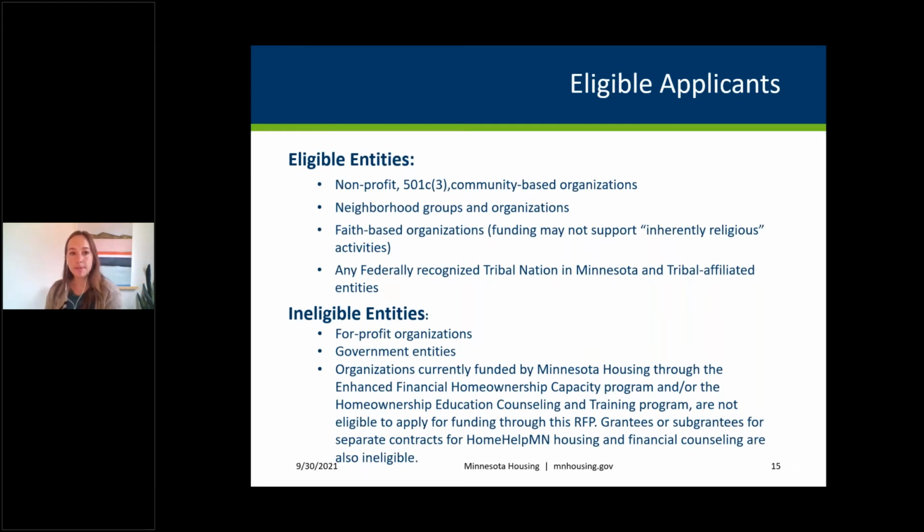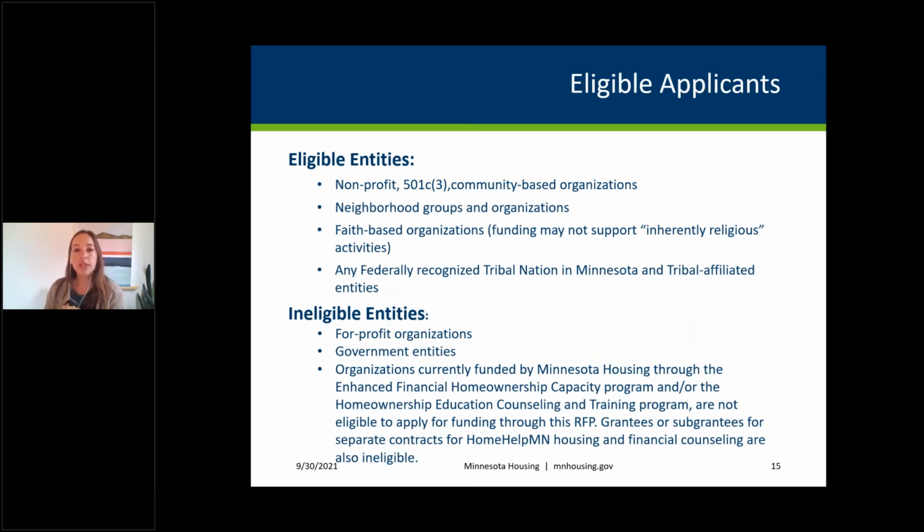So eligible entities need to be nonprofit 501c3 organizations. I listed a few examples. Apologies if that was unclear, but we do need the nonprofit status, and that can include community-based organizations, neighborhood groups and organizations. Faith-based organizations with nonprofit status are eligible.